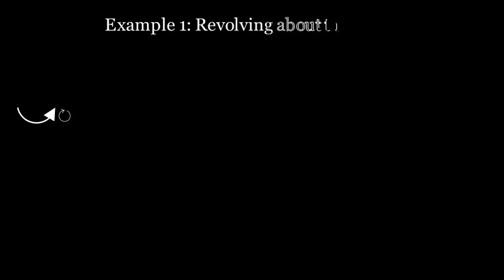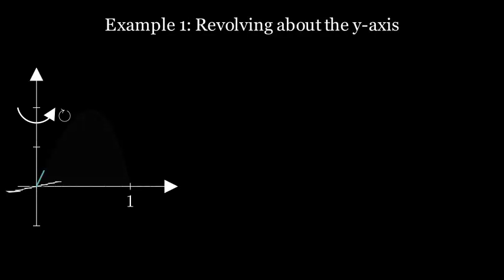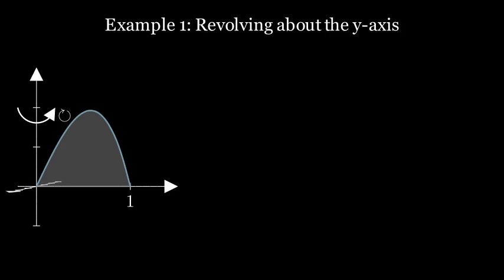Let's find the volume of the solid formed by revolving the region bounded by y equals x minus x cubed, and the axes about the y-axis. Using the shell method, we draw a representative vertical slice. The height of the shell, h of x, is the function itself. The radius, r of x, is simply the distance from the y-axis to our slice, which is x.